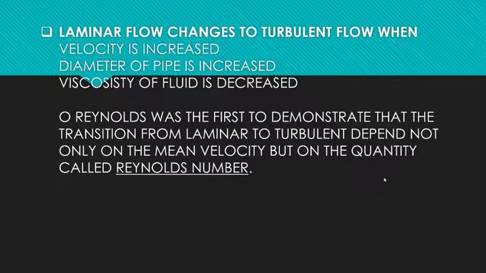Laminar flow changes to turbulent flow when velocity is increased, the diameter of the pipe is increased, and the viscosity of the fluid is decreased. Reynolds was the first to demonstrate that the transition from laminar to turbulent depends not only on the mean velocity but on a quantity called the Reynolds number.